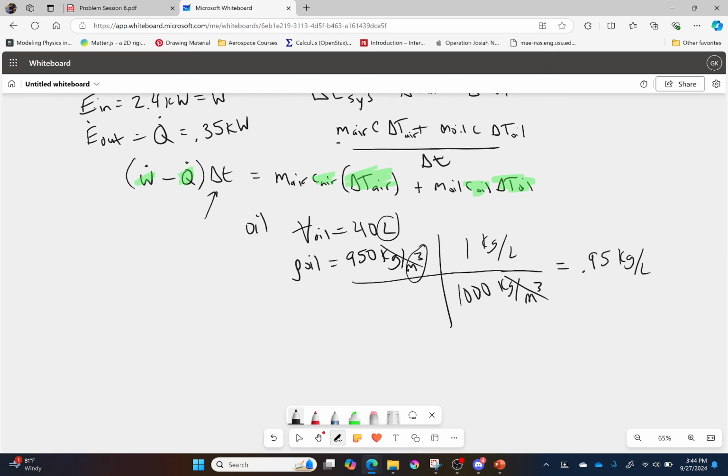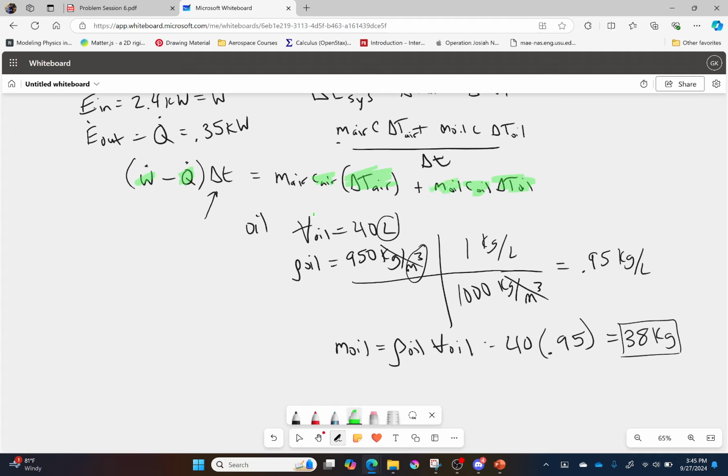So from that, I can calculate the mass of the oil. Mass of oil would be equal to density of oil times the volume of the oil, which would be equal to 40 times 0.95, and that would be 38 kilograms. Okay, so we have it. It looks good. So that's one more thing that I know. I got the mass of the oil taken care of.